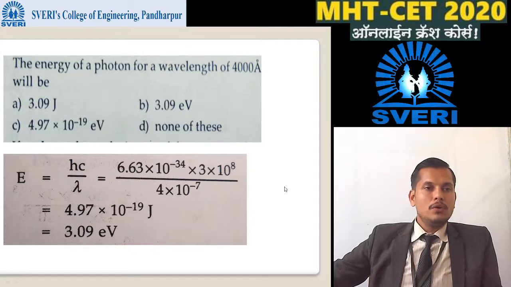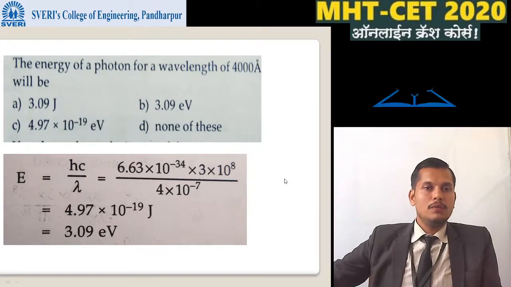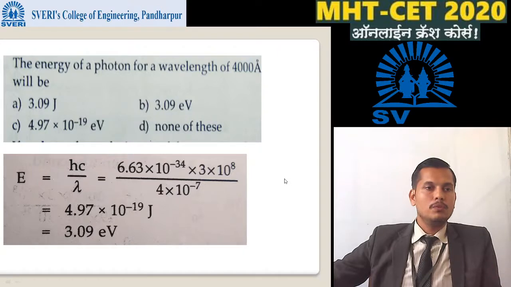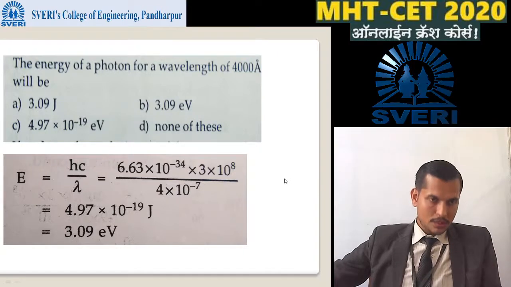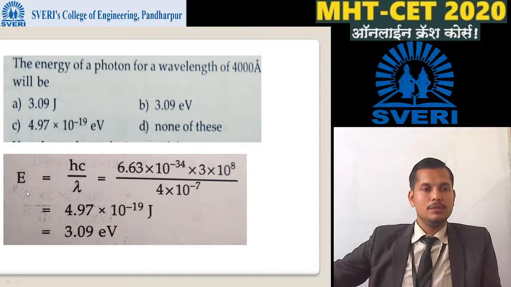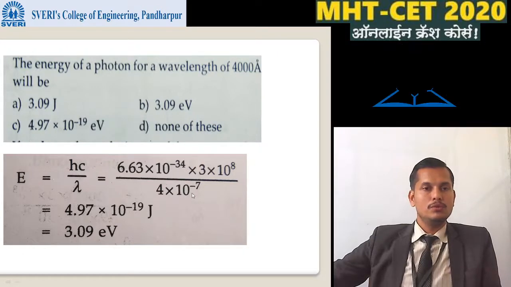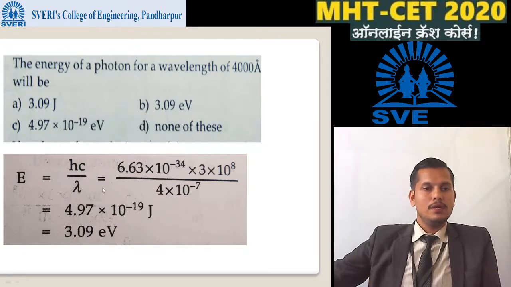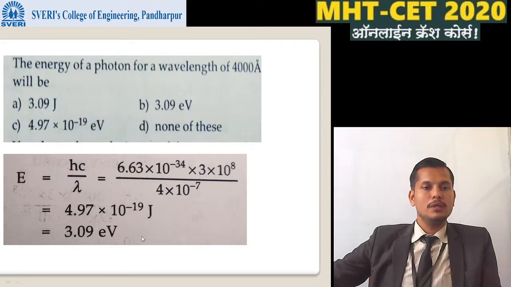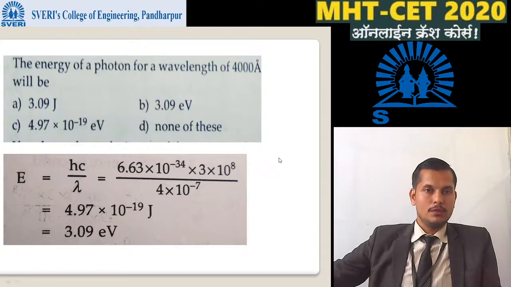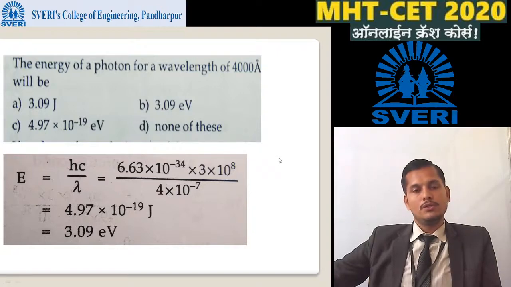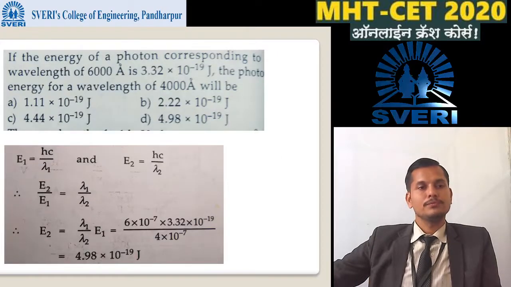Next, the energy of a photon for a wavelength of 4000 angstrom will be. So the energy we have to determine, E is equal to h nu, or simply E is equal to hc by lambda. Put the values, just like the previous one, and we can get the answer, that is 3.09 electron volt. Okay, so let's move to the next.